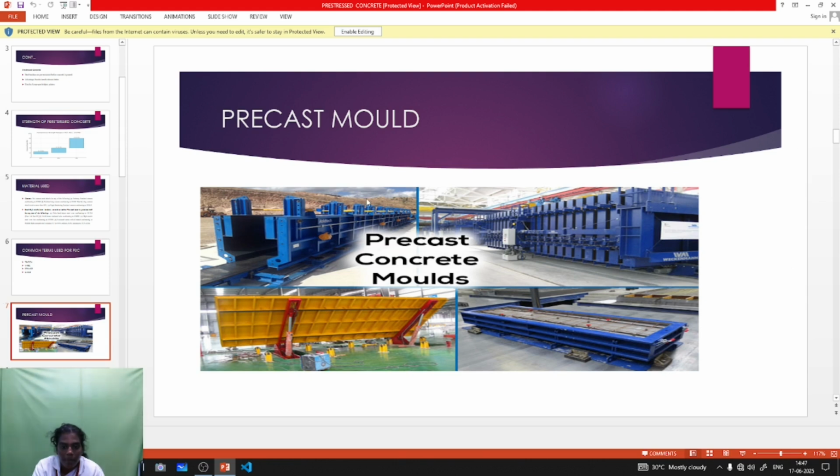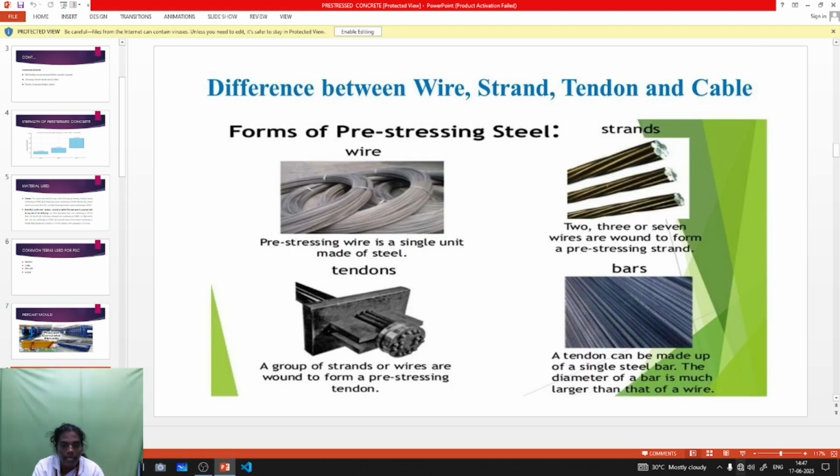Fabrication unit having this type of format. So the wires, strands and tendons, these are examples of wires. The pre-stressing wire means a single unit made up of steel. This is the wire. The strand means 2, 3 or 7 wires are found in a pre-stressing strand. So a single wire means a single steel. Strand means 2, 3 or 7 wires conformed together to get the pre-stressing strand.